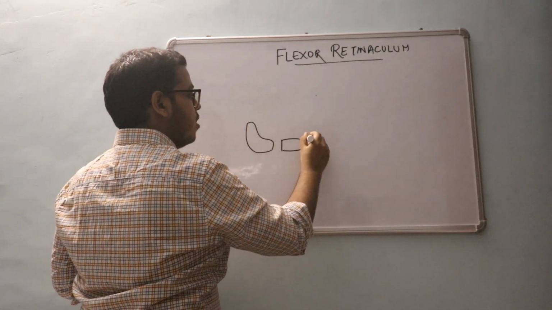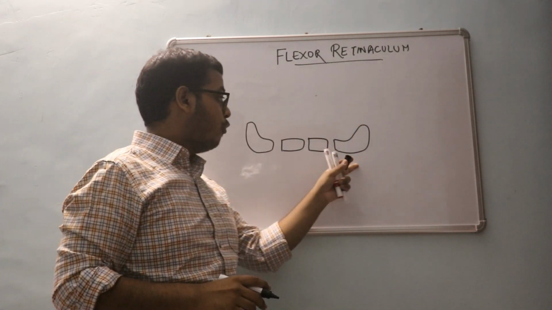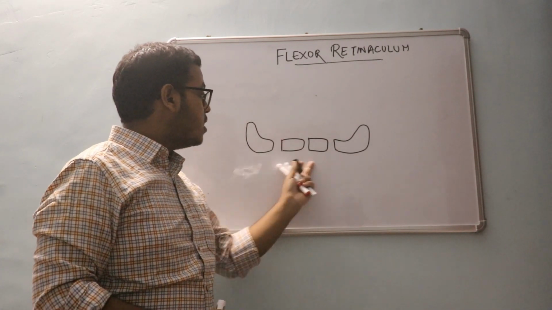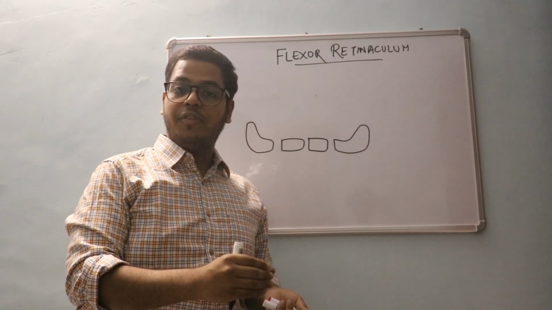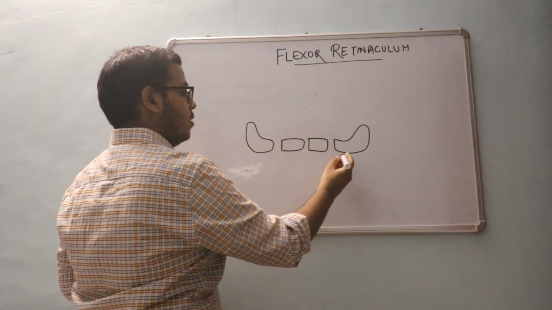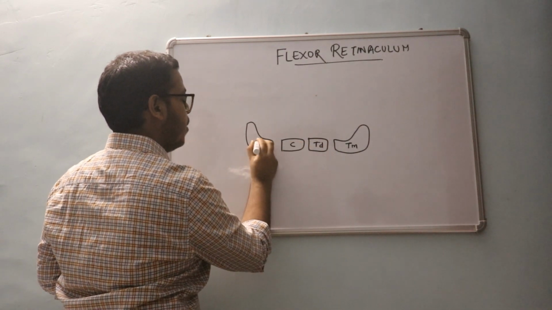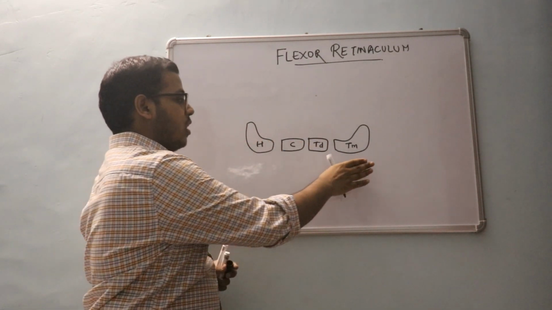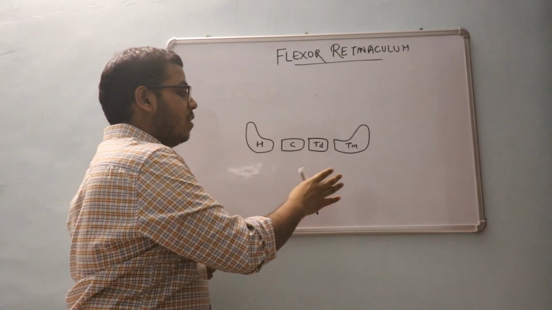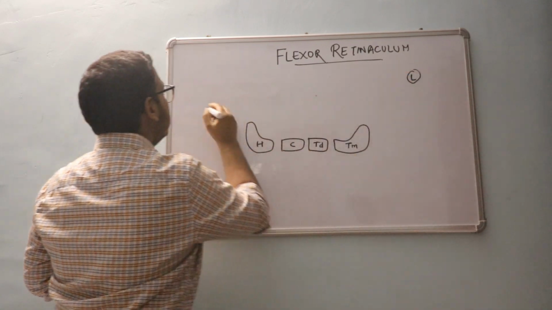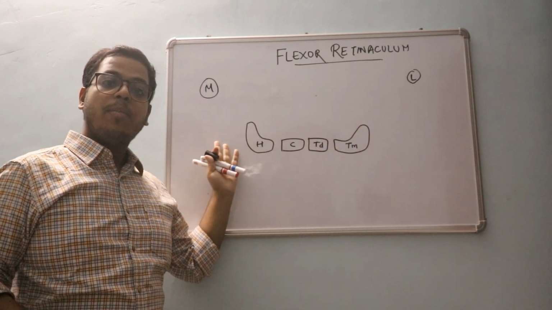So this is a very schematic diagram of the carpi. Okay, these are the carpal bones, the distal row of the carpal bones. This is the trapezium. This is the trapezoid. This is the capitate, and this is the hamate. So trapezium, trapezoid, capitate, and hamate. In this condition, this is the lateral side and this one is the medial side.